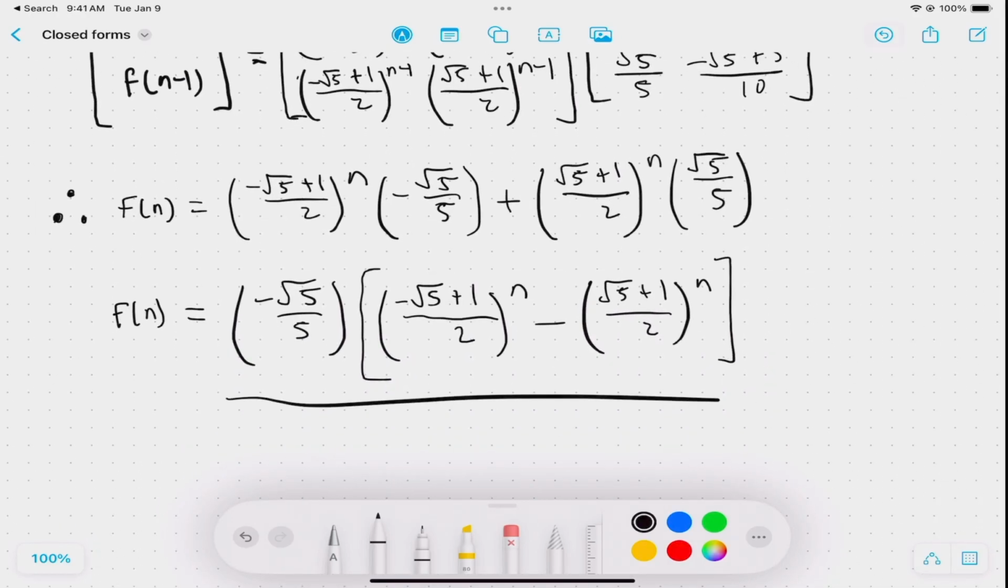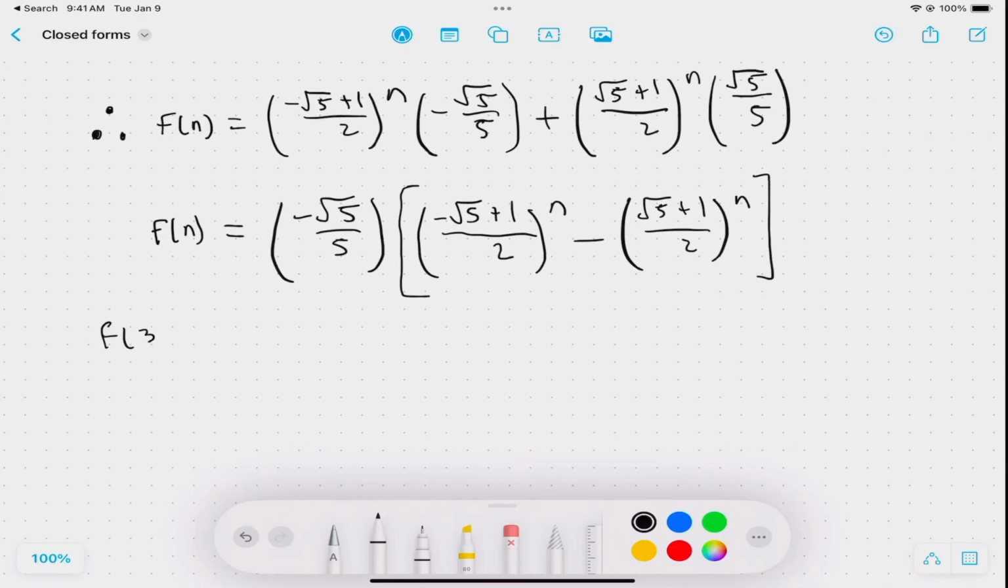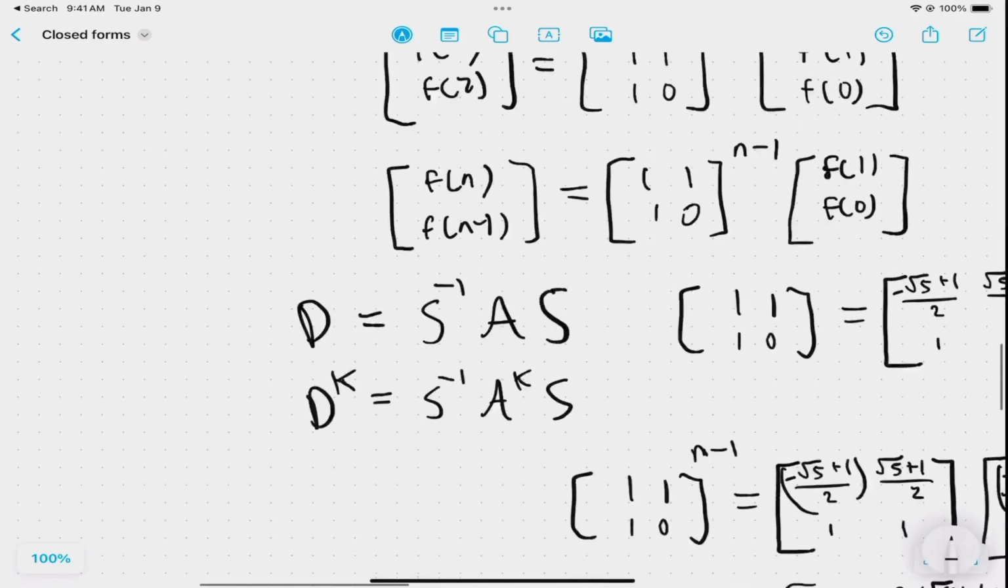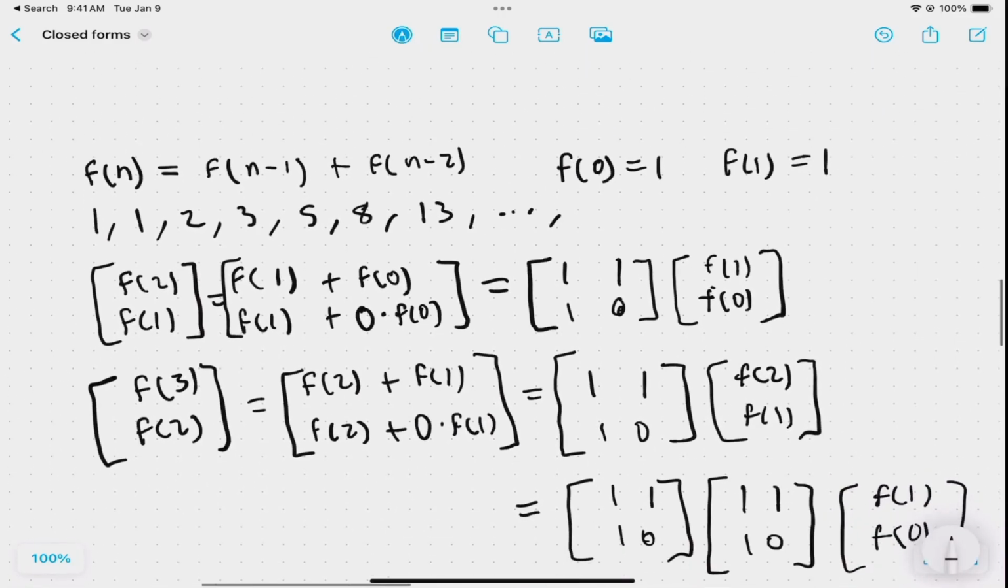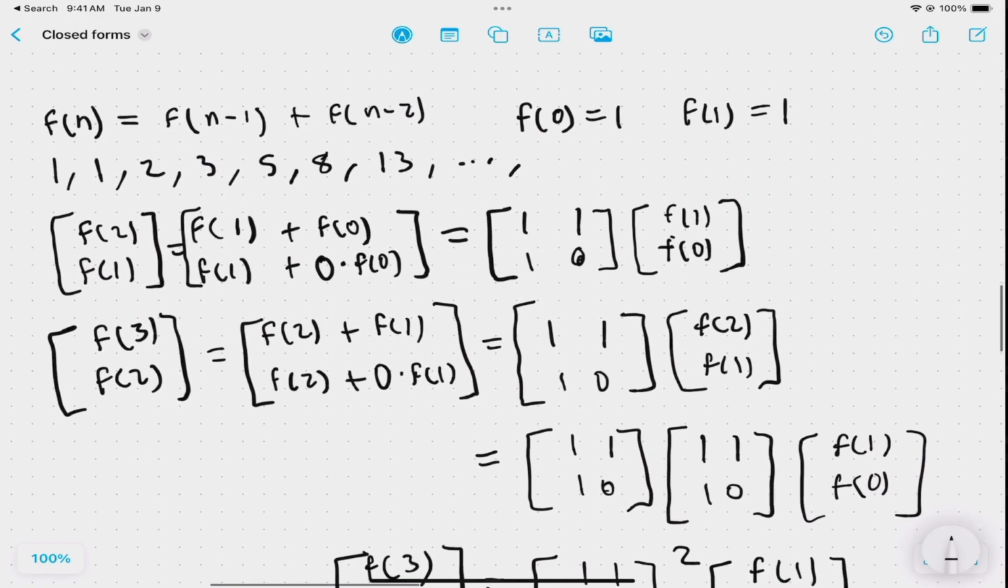And so now if we wanted to find, let's say, the 30th number, we could simply put in 30 for n, do the algebra, and we would get back the number 832,040. So this tells us, if you remember from the beginning, that the 30th number in the sequence is 832,040.